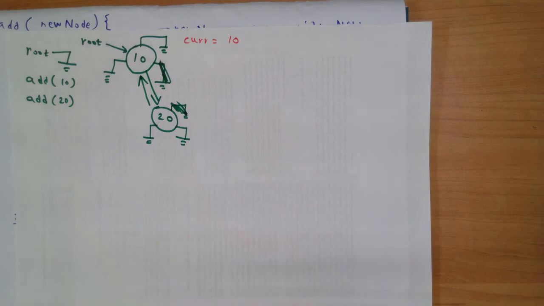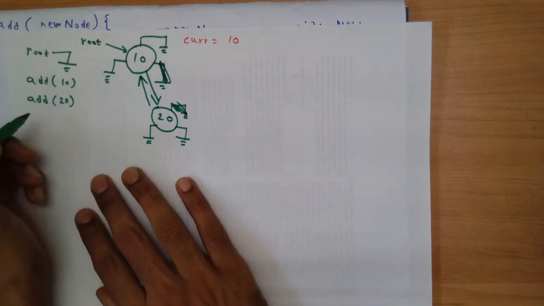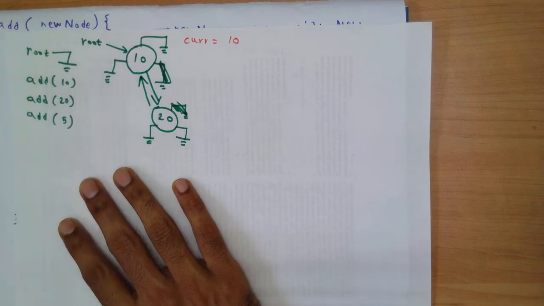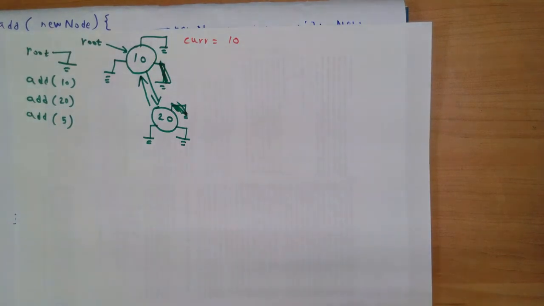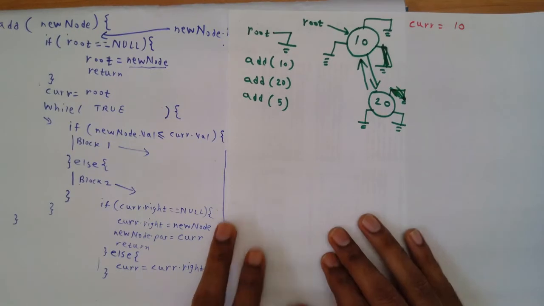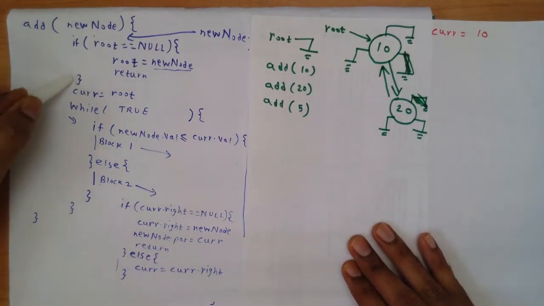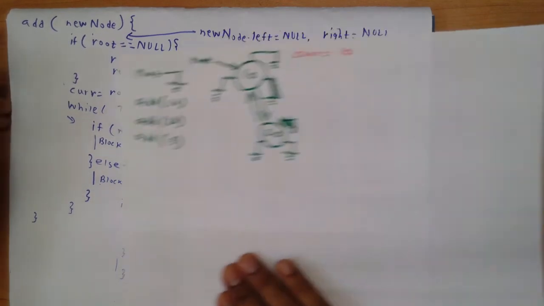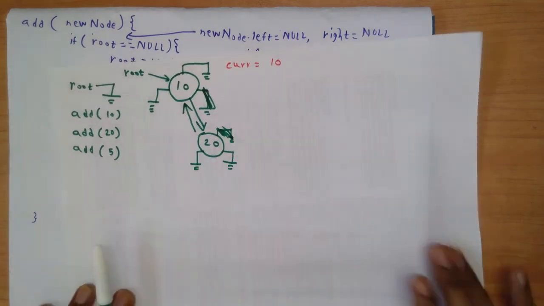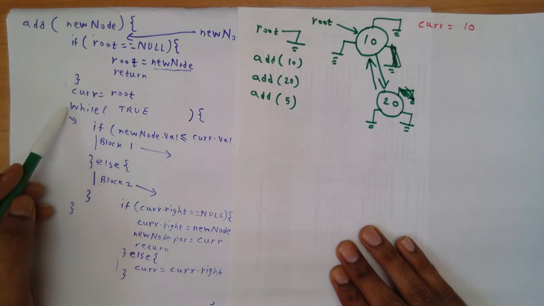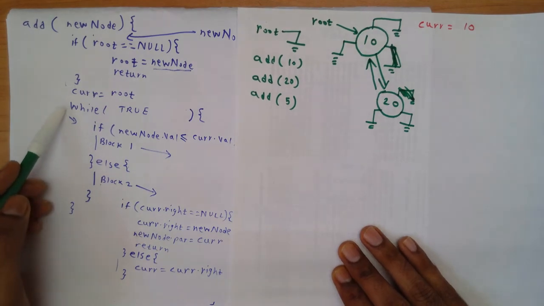Now let's add a value which will go to the left. I'm going to add 5. For add 5, what will happen? I'll go back to my function and ask the question, is my root null? My root is not null, so this block is skipped, and my current will be root. Let's keep track of current, which is 10. Then I'm entering this seemingly infinite loop, but we are going to break out of this, don't worry.